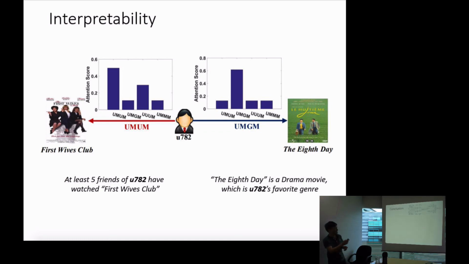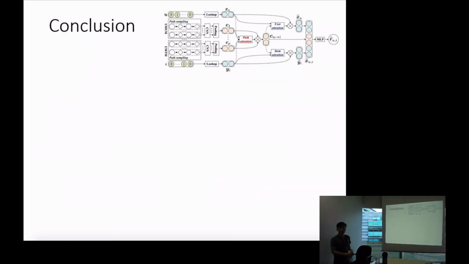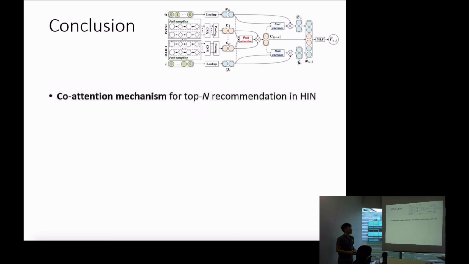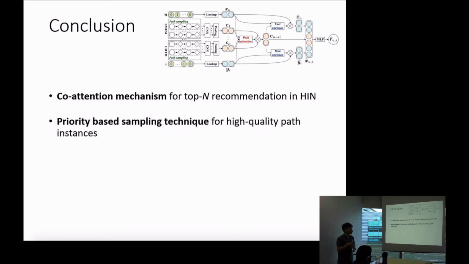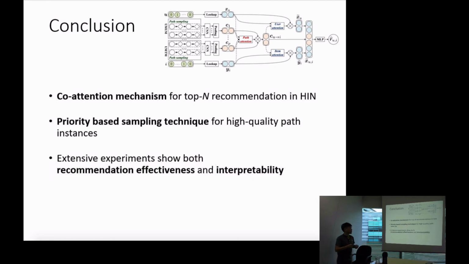Okay. Yeah, so I come to the conclusion of the work. Basically, there are 3 points. First, they introduced the co-attention mechanism for top-N recommendation in the HIN. They have introduced the priority-based sampling technique to sample better quality path instances compared to previous works. And they have extensive experiments to show both the recommendation effectiveness and the interpretability of the model. So, yeah, thank you.